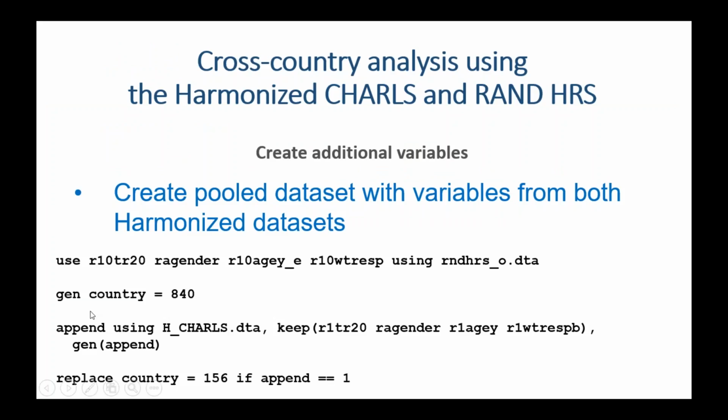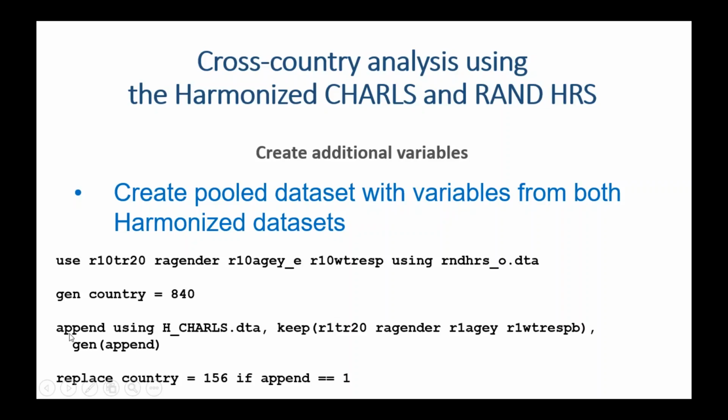And we want to be able to identify which observations are from which country or which data set. So once we pull in our HRS variables, we're going to make a variable called country, and we're going to give it the value of 840. Currently there are only respondents in our data set from the HRS, so we're going to assign them this value of 840. 840, if you're not familiar, is the ISO code, which is how I tend to label countries, for the US.